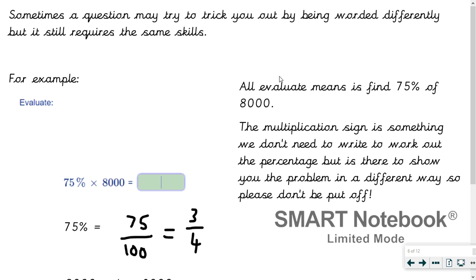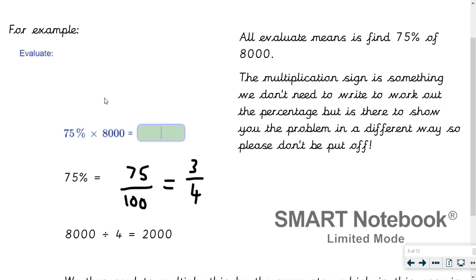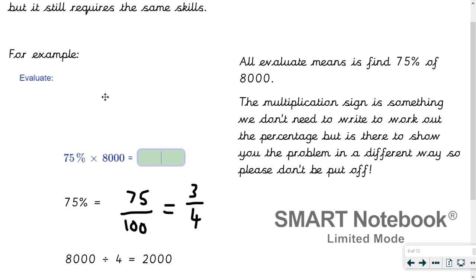Sometimes a question may try to trick you by being worded differently, but it means the same thing. So here is a sneaky example I've taken from your learning that you're going to do today. It says evaluate. All evaluate means is just do it, find it. 75% of 8,000, and they put the multiply sign. It's something we don't need to write, but they put it there to make you think you need to do something different. You don't. All you do is find 75% of 8,000.